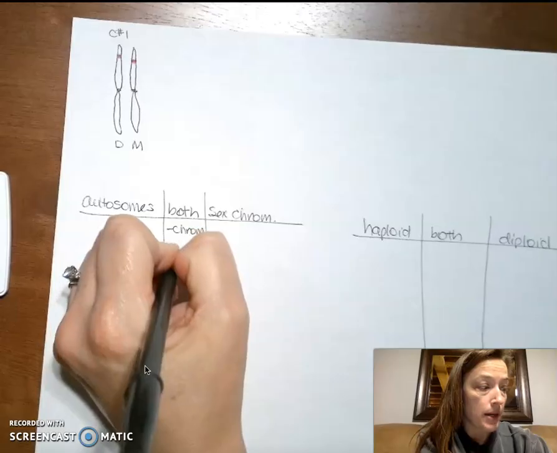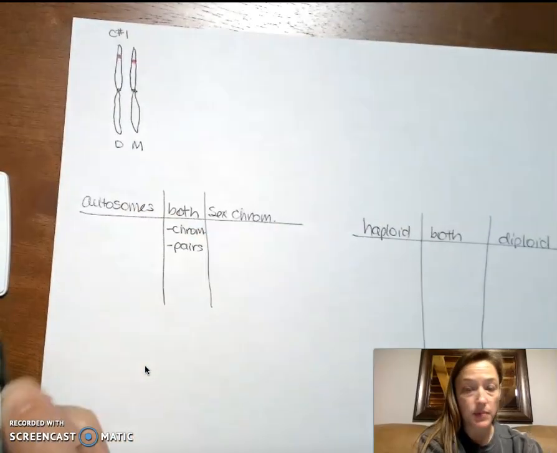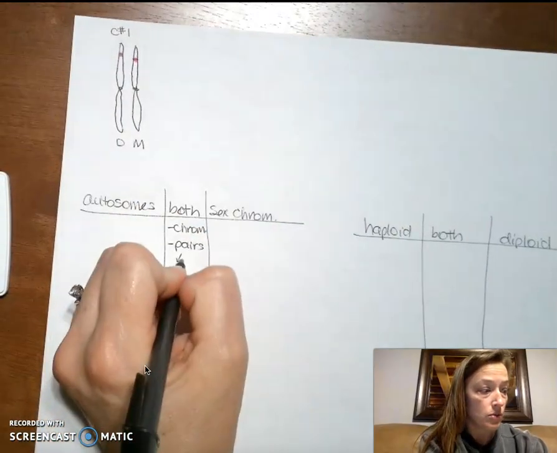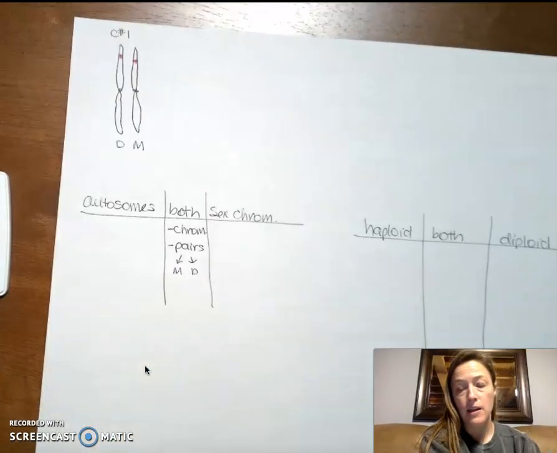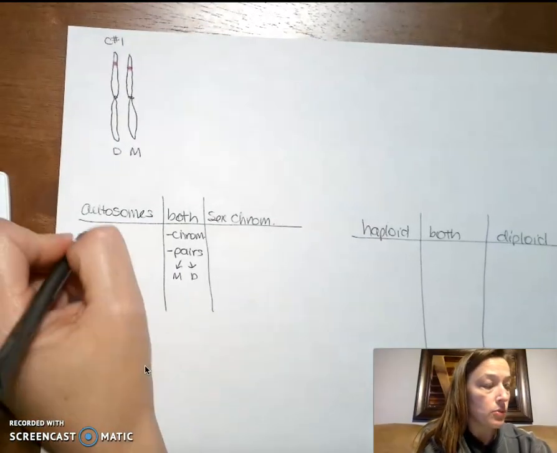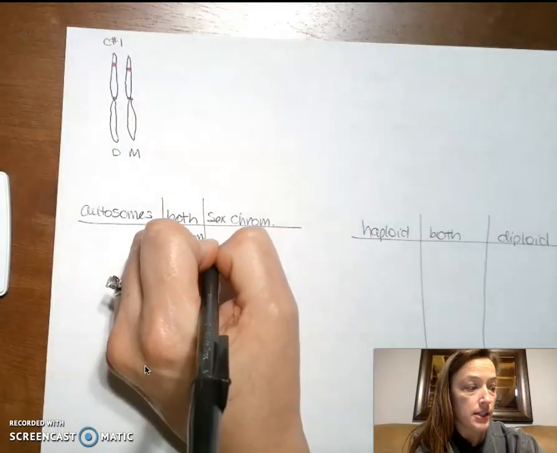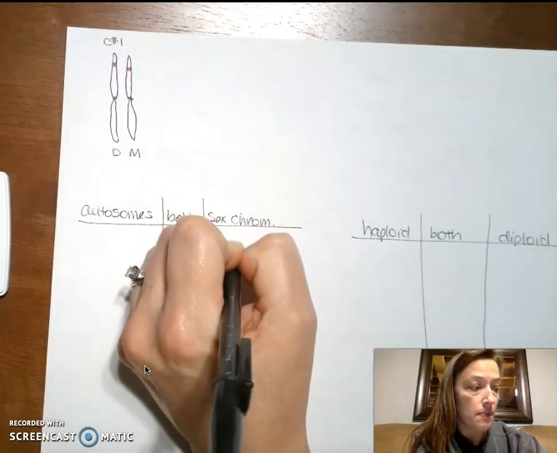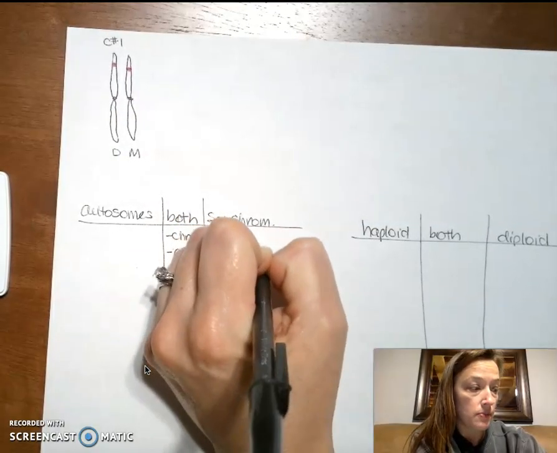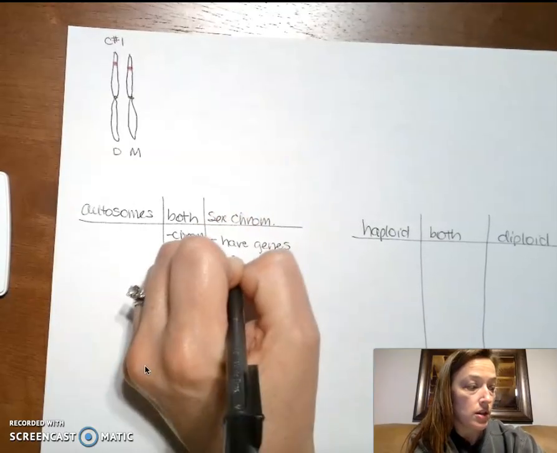Both of them come in pairs. So you get one from mom, one from dad. So you have 2, one from mom, one from dad. Autosomes are, well, let's start with this. Sex chromosomes are going to contain the genes that determine your gender, your biological gender.